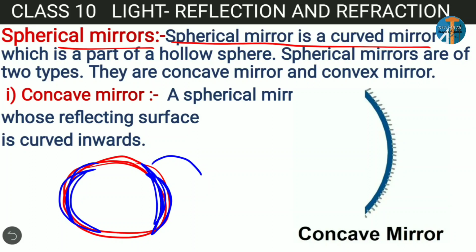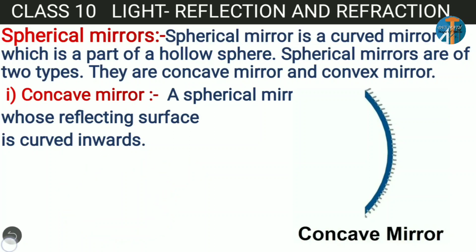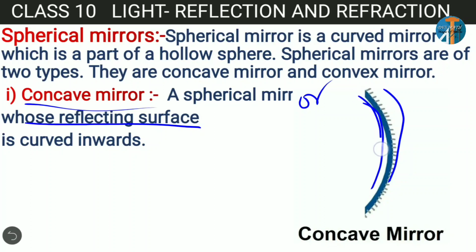In the spherical mirrors, you have two types. The first one is the concave mirror. So look here, the concave mirror will be like this shape. A spherical mirror whose reflecting surface is curved inwards. So this is curved inwards like this. Okay, again I am repeating, concave mirror, a spherical mirror whose reflecting surface is curved inwards.